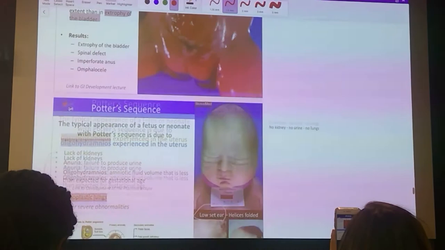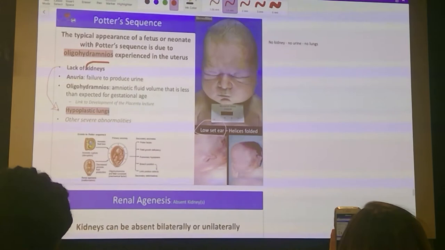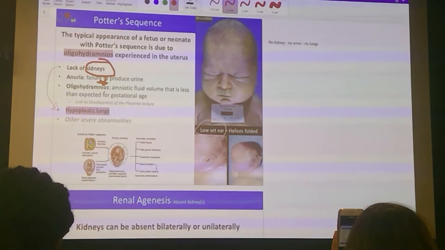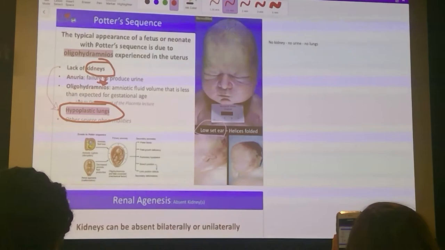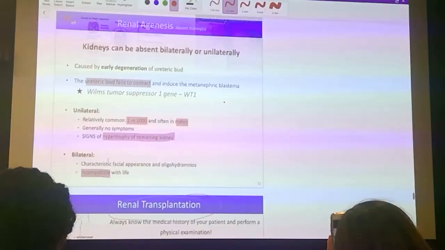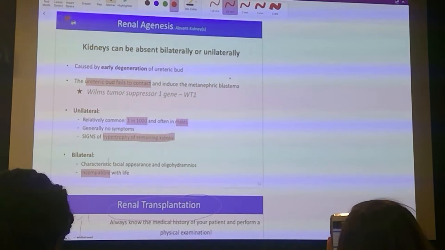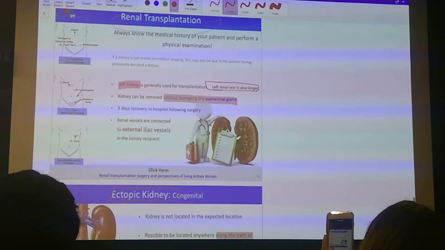Then remember for Potter sequence, if you have no kidneys, you can't make any amniotic fluid. And if you can't make amniotic fluid, you do not give your lungs fluid to exercise, so they atrophy in size and become hypoplastic. So no kidneys, no amniotic fluid, then no lungs. For renal transplant, you donate the left kidney.